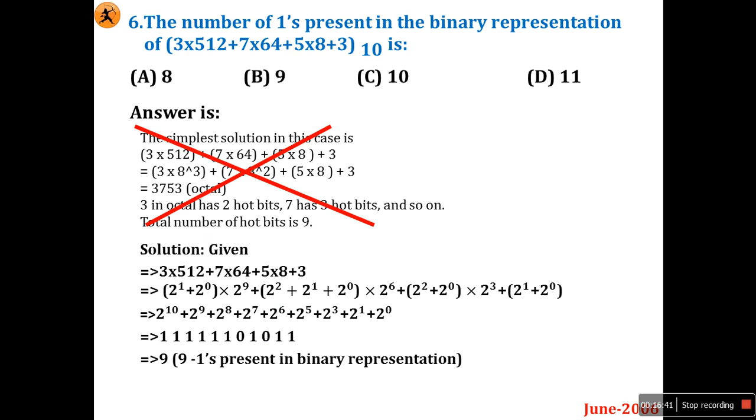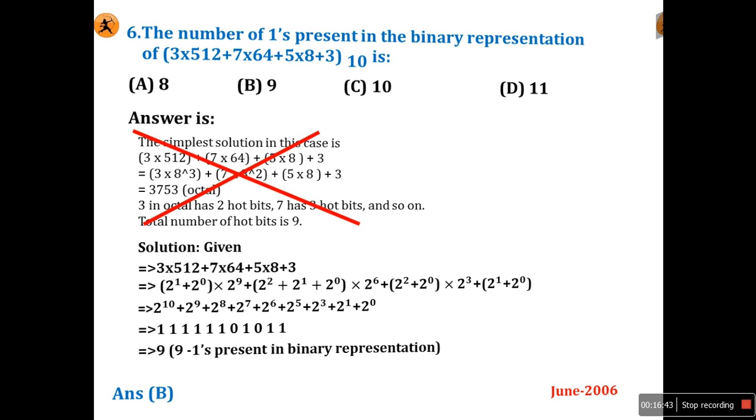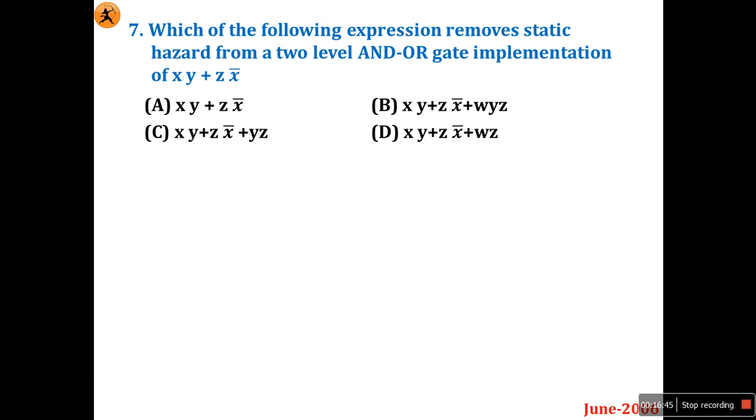Okay, now we'll go for the 7th question. Which of the following expressions removes static hazard from a 2-level AND-OR gate implementation of xy plus zx dash? Now this question is not easy to solve, because first of all you should know what a hazard is, then what a static hazard is, then you need to solve this one using AND-OR gates. Now we'll solve one by one.